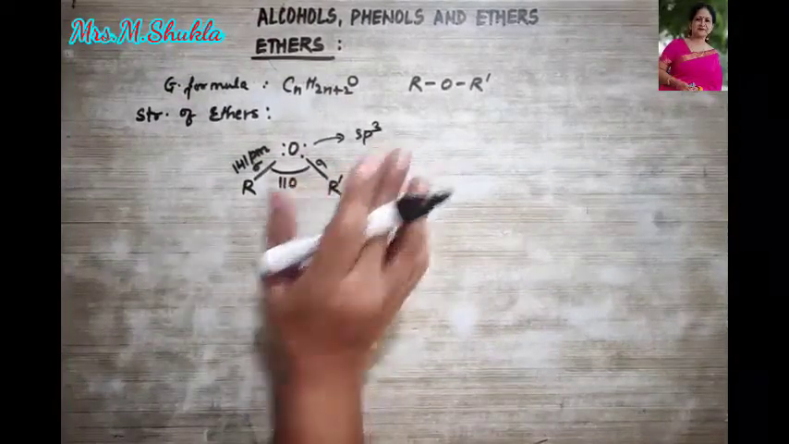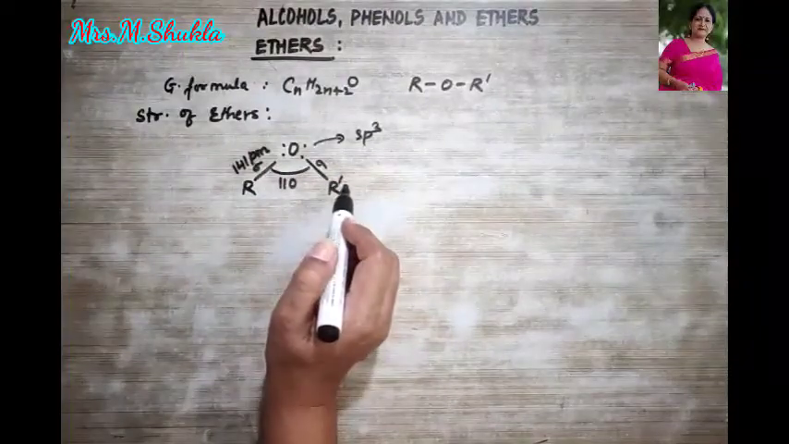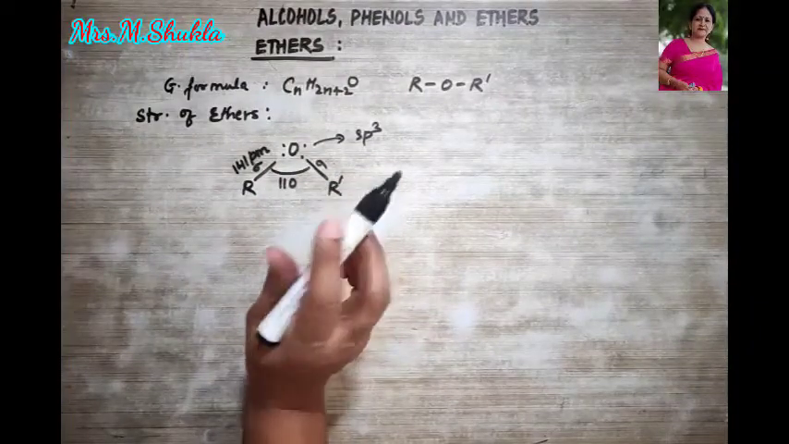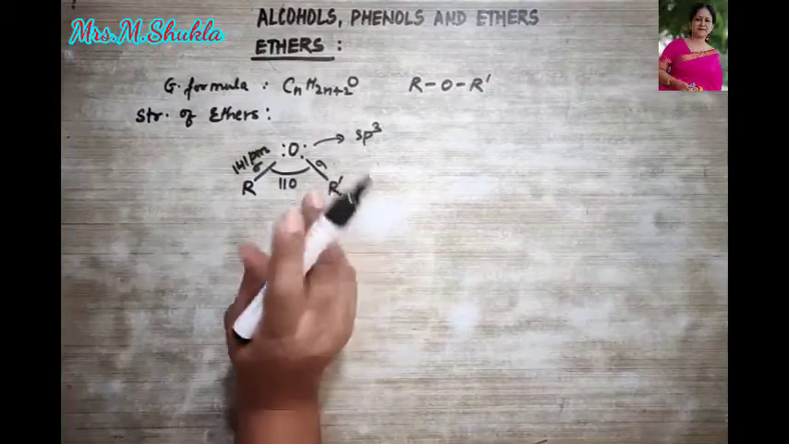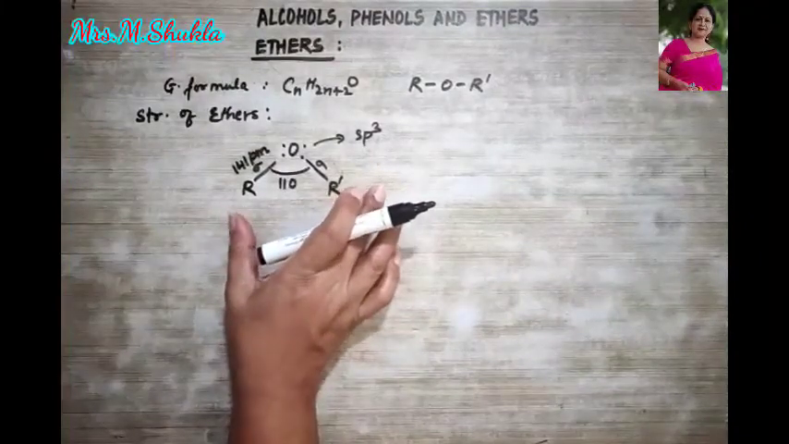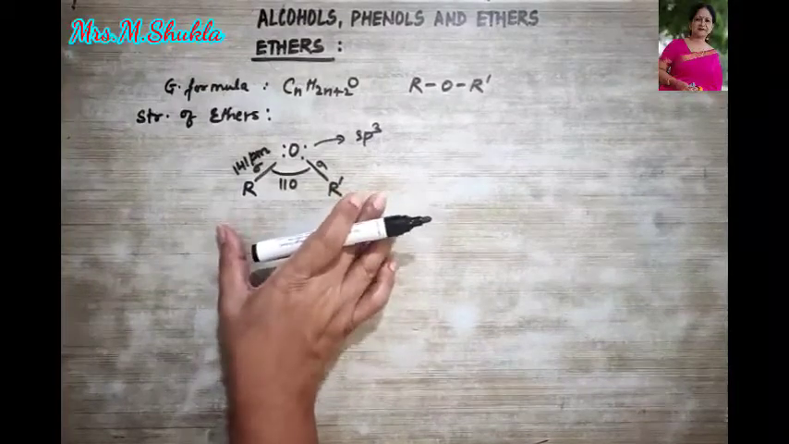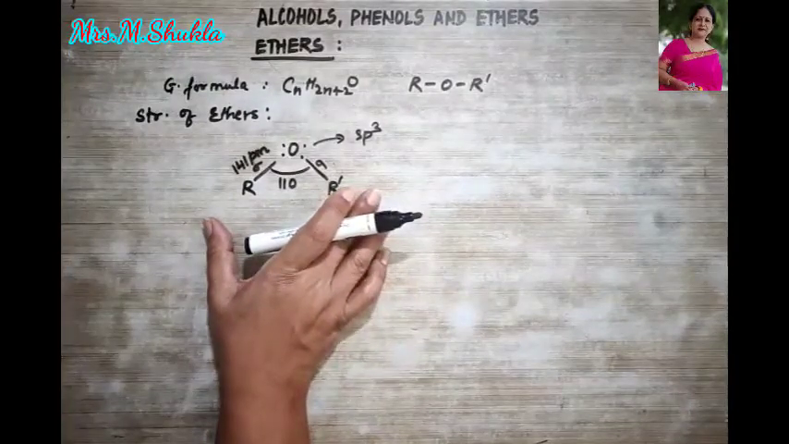So the oxygen atom in ethers, it has what kind of hybridization? sp3 hybridized. And ethers always show a bent or an angular structure, and they are dialkyl derivatives of water, or we may say that they are monoalkyl derivatives of alcohols. I hope this is clear to you.